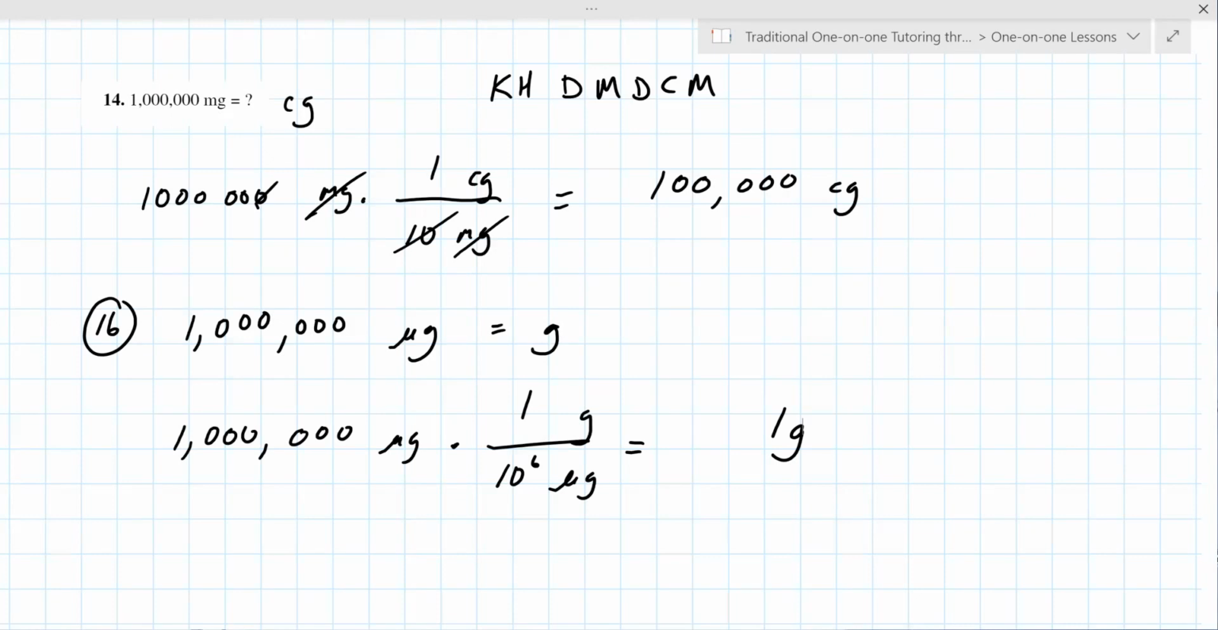That's insane. Well, there's even smaller. There's picograms, femtograms. I don't know. There's all these other ones.